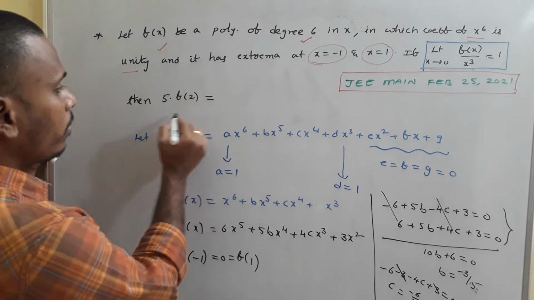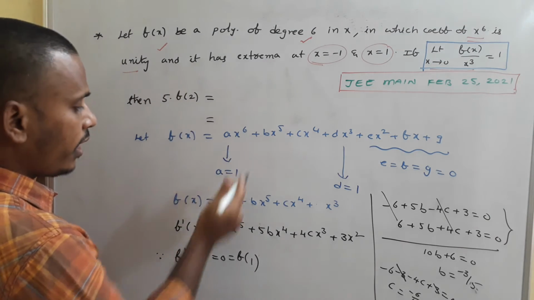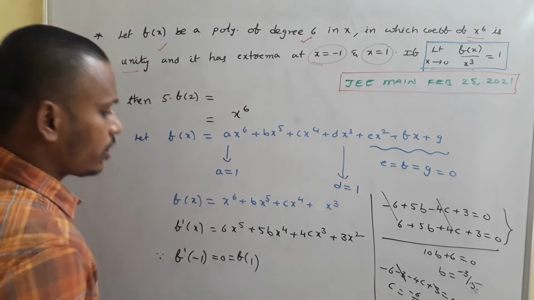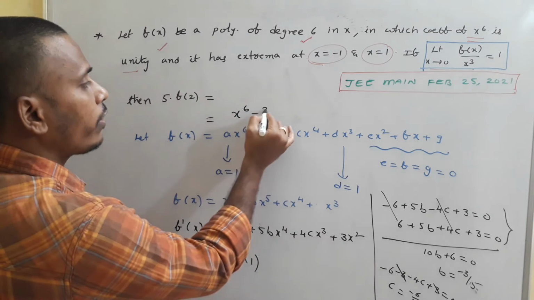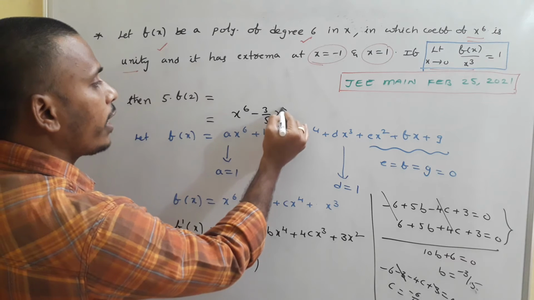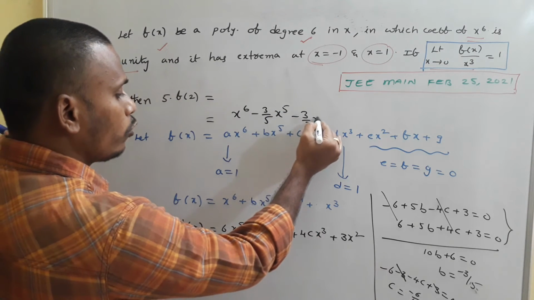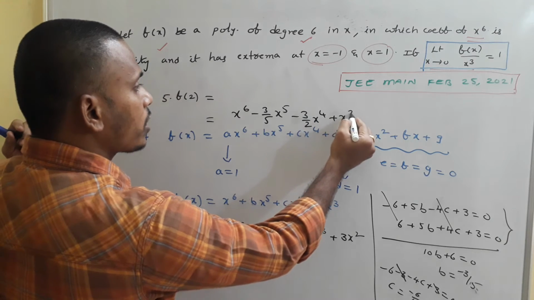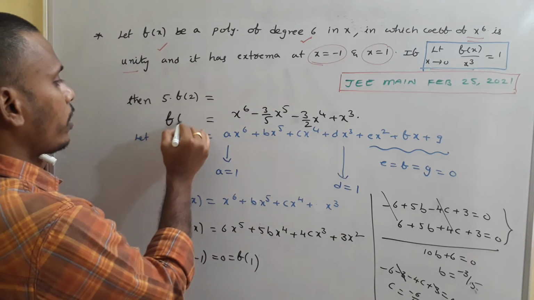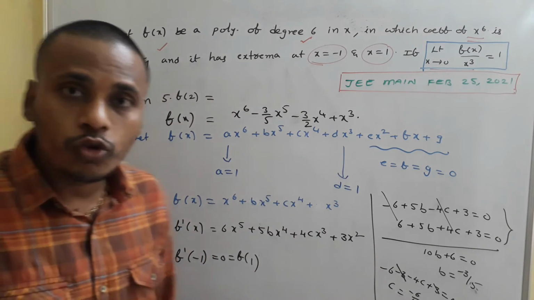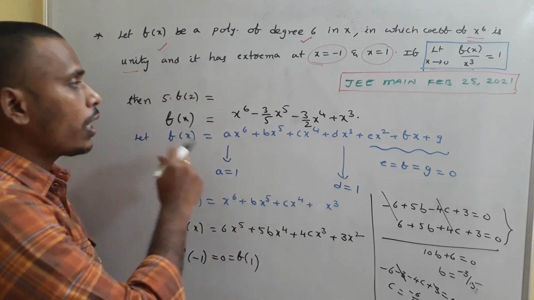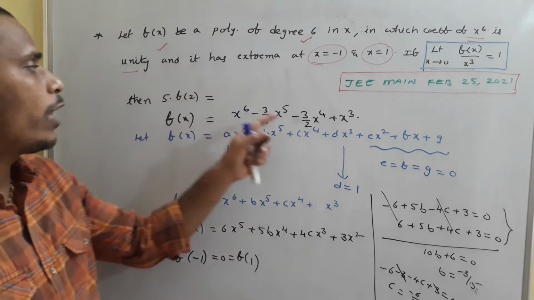And finally, the polynomial f of x is nothing but a x power 6. a is 1, x power 6, b is minus 3/5, minus 3/5 x power 5, c is minus 3/2, minus 3/2 x power 4 plus x cube. This is f of x. Our target is to calculate 5 into f of 2. Now replace x with 2 and then calculate the value.